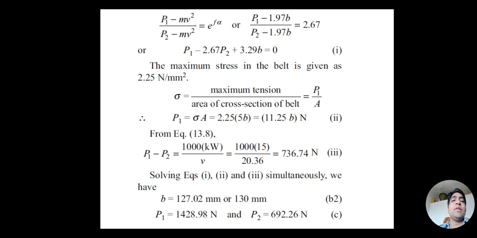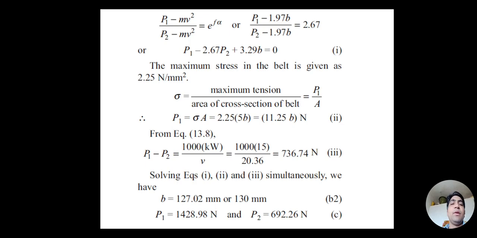And the maximum stress that is given is 2.25 Newton per mm square. That is written in terms of P1 upon A, because P1 is the maximum tension in the belt, so P1 is sigma into A. A is the area of the belt, that is 5 into b. Put that value here, and you will get P1 in terms of b, that is 11.25 b Newton.